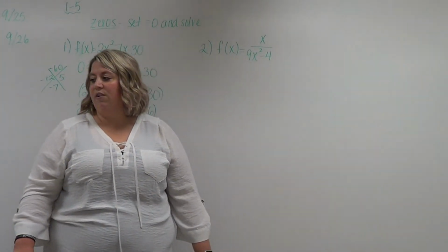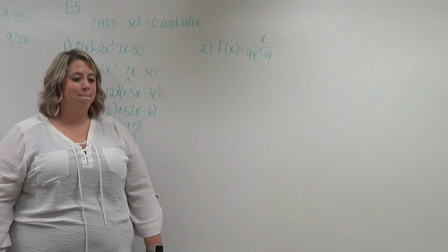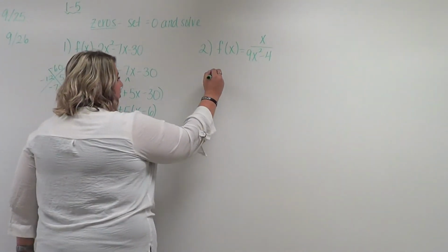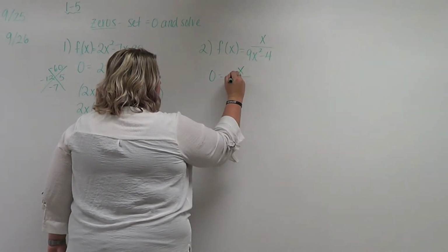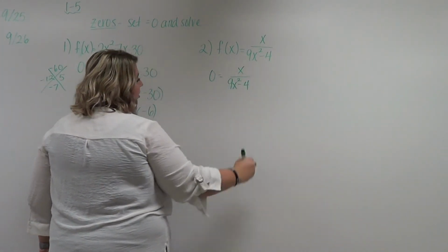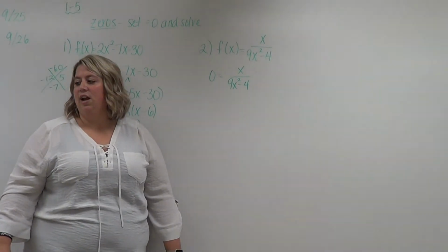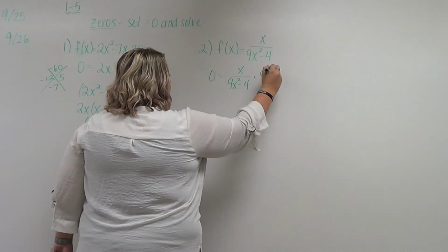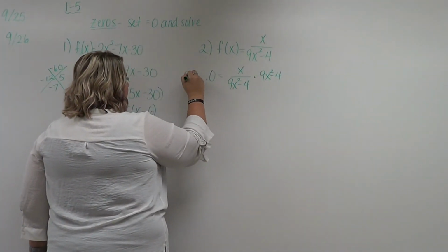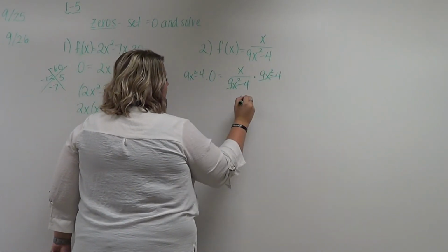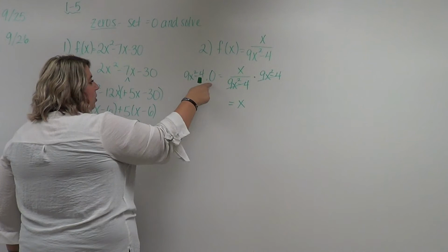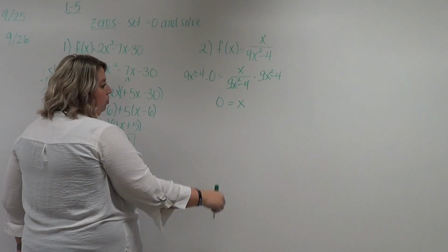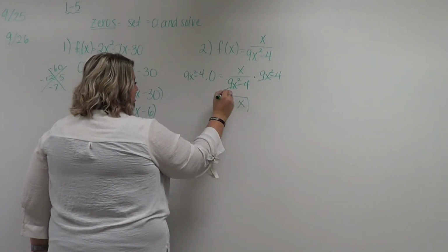Okay, the other one I want to show is if you have fractions. These are actually easiest. Okay, because when I set this equal to 0, I have 0 equals x over 9x squared minus 4. Okay, how do you get rid of a denominator? Okay, you multiply both sides by that. So when I multiply by 9x squared minus 4, on the right hand side those cancel and that's just x. On the left hand side, what's 0 times anything? 0. And then I would just solve this equation. Well, 0 equals x, that's already solved, so that's your answer.